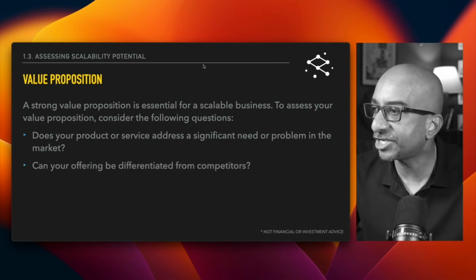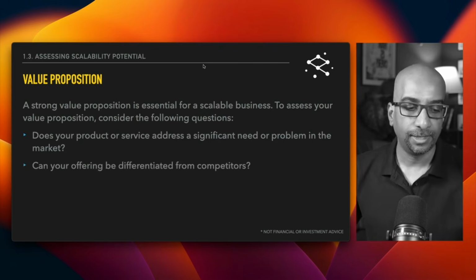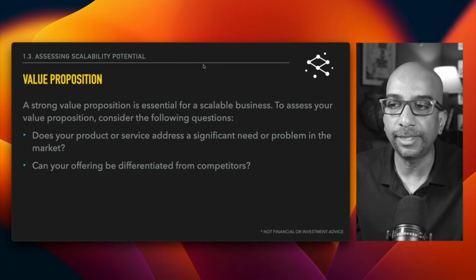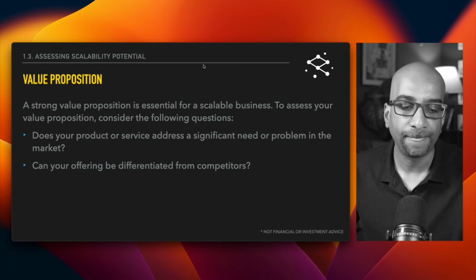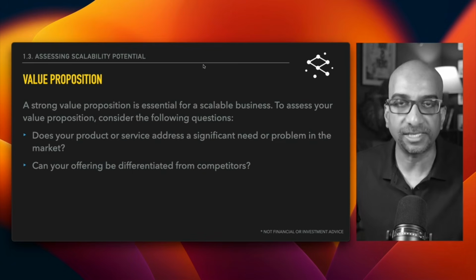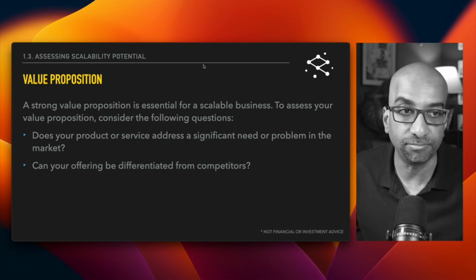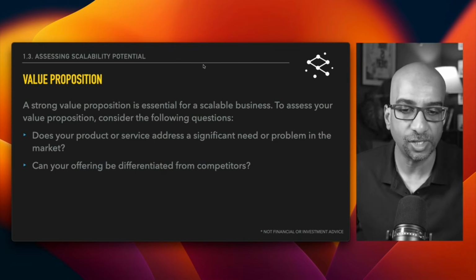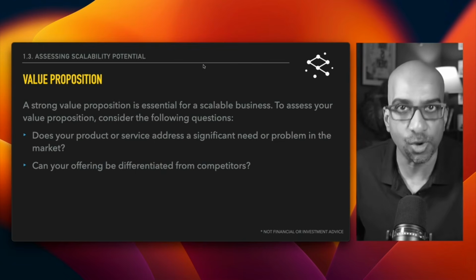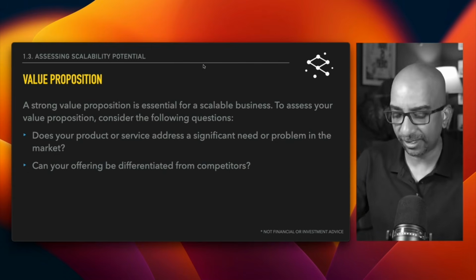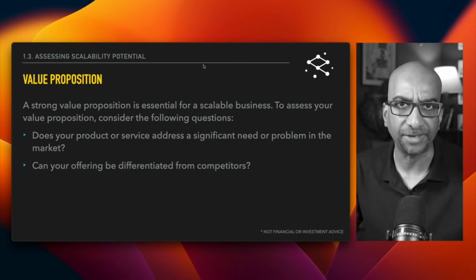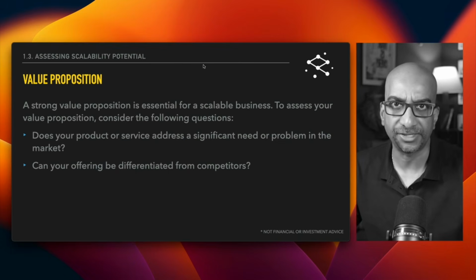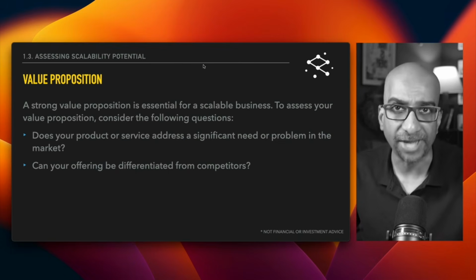Can your offering be differentiated from competitors? Now, a lot of people, they know the truth of the differentiation, and yet either because they cannot figure out something more different than their competitors, or they don't know, they stick with the basics of differentiation and they say, yeah, you know what? We have better quality than our competitors. We're cheaper than our competitors. We're faster than our competitors.